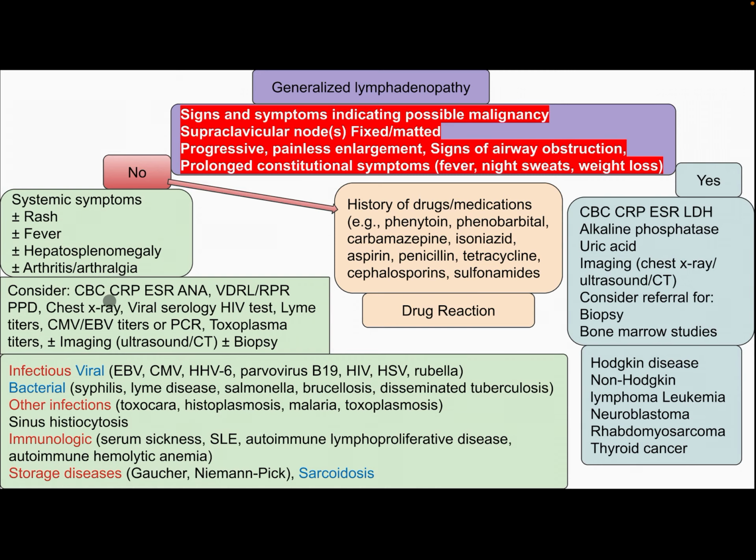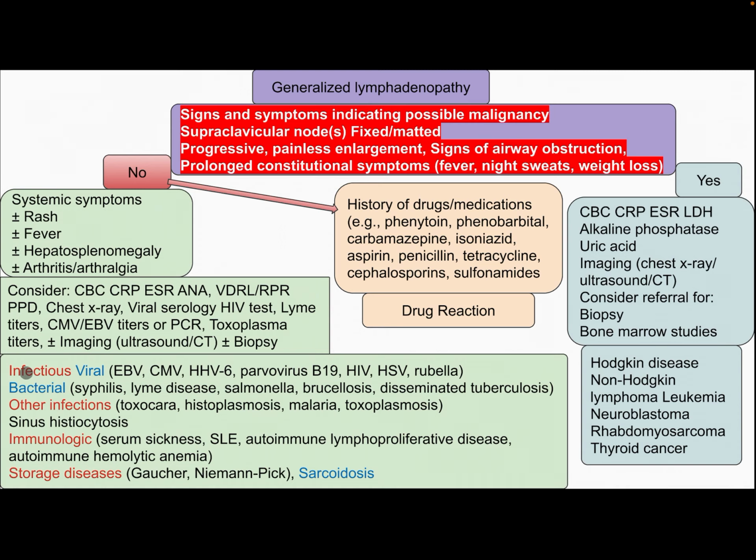Patient needs complete blood count, C-reactive protein, ESR, ANA, VDRL, RPR, PPD, chest X-ray, viral serology, HIV test, Lyme titer, cytomegalovirus, Epstein-Barr virus titer or PCR, toxoplasma titer, imaging, ultrasound, CT, biopsy.